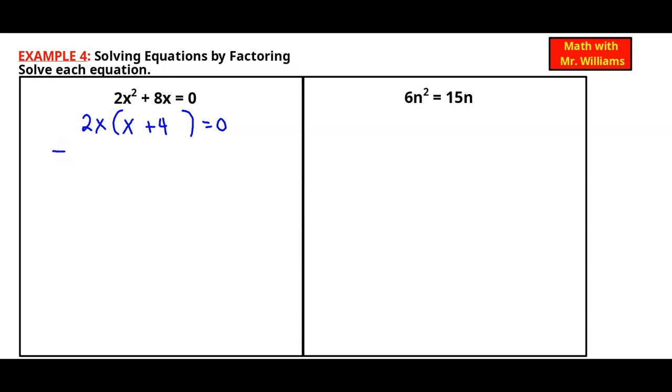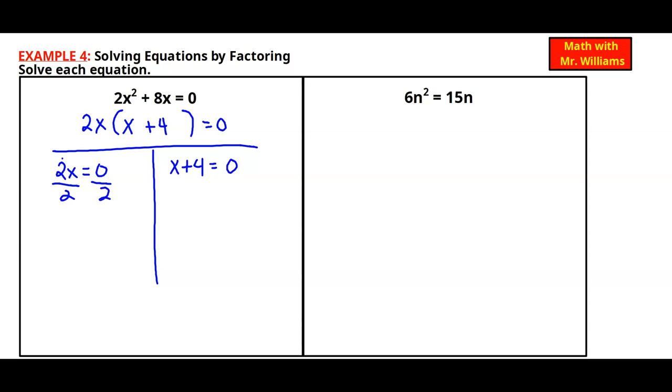Now I'm going to draw my t-chart. So I have 2x equals 0, and I have x plus 4 equals 0. All right, so I see 2 times x. I'm going to divide by 2 on both sides, giving me x equals 0 on the left. Then I have x plus 4 equals 0, so I'm going to cancel out the plus by subtracting 4 from both sides, giving me x equals negative 4. So my roots in the first one are x equals 0 and x equals negative 4.